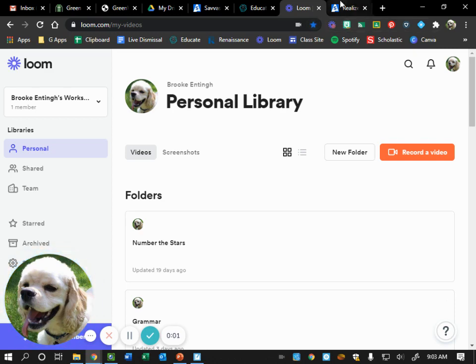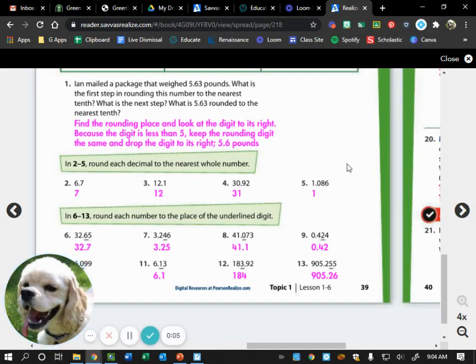Open up to last night's homework, which was page 39 and 40, and we are going to correct. So we had number 4, 5, 11, 12, and 20. For number 4, we were asked to round each decimal to the nearest whole number. We talked about yesterday how when we're rounding to the nearest whole number, we're really rounding to the nearest ones place because that's the first place to the left of the decimal.